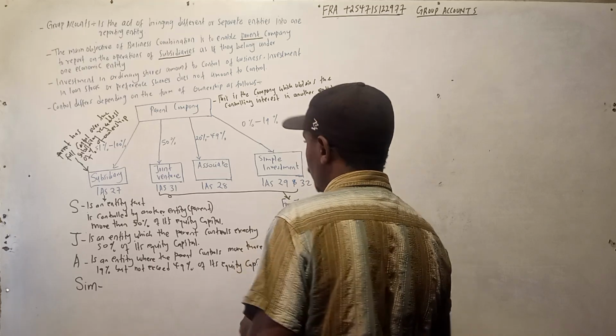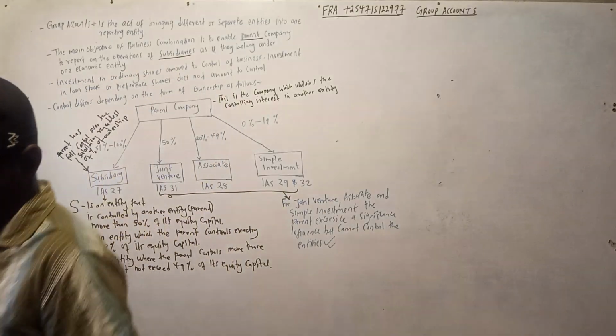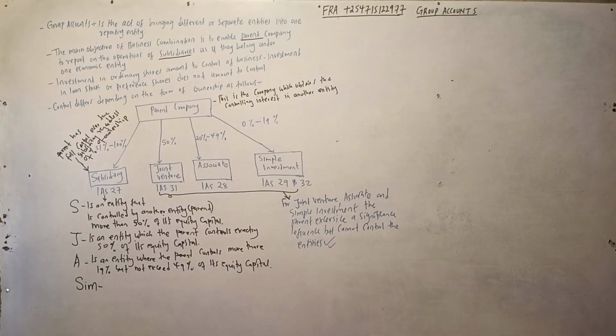So these are some of the things you need to know. When it comes to subsidiary, associate, joint venture, and simple investment, it is only under subsidiary where the company controls fully. For the others, they have just significant influence, but they cannot control the entities.